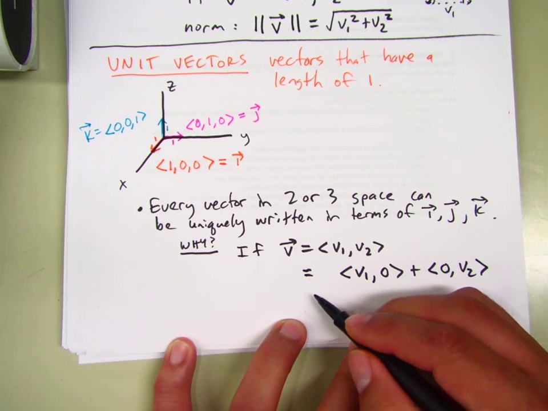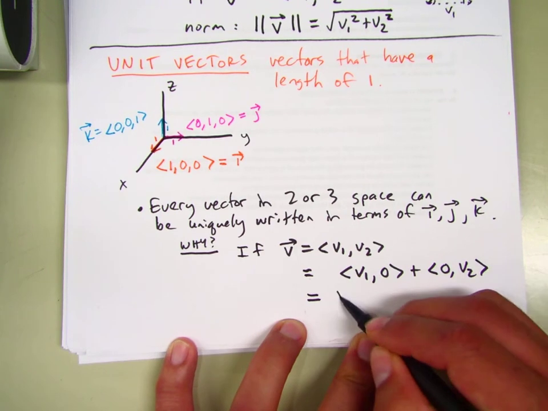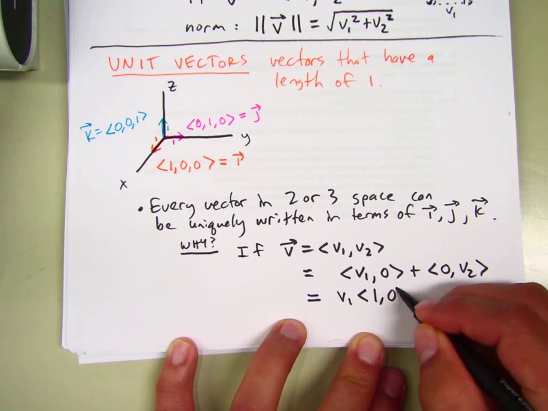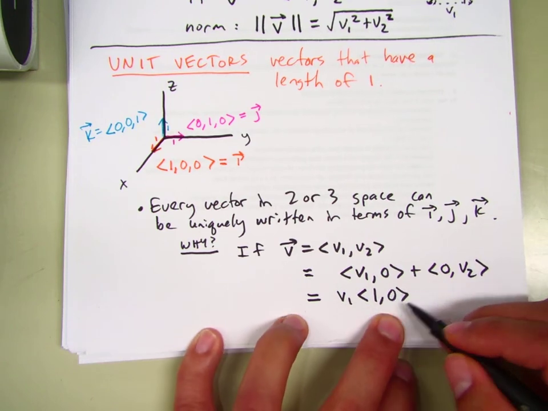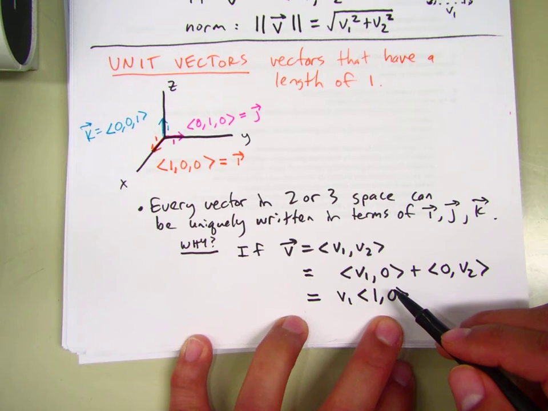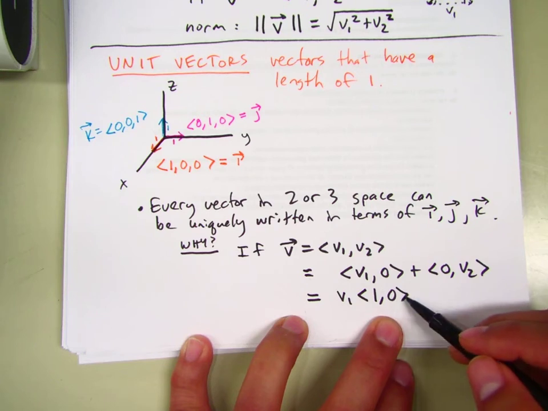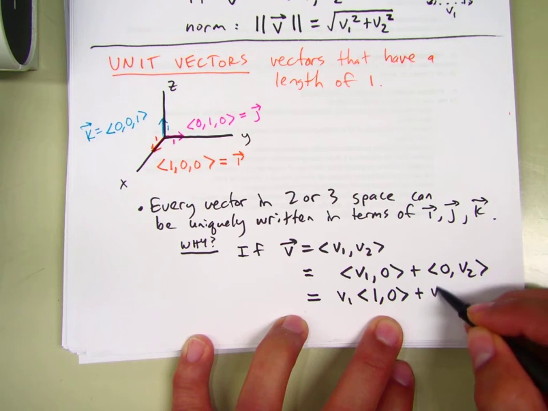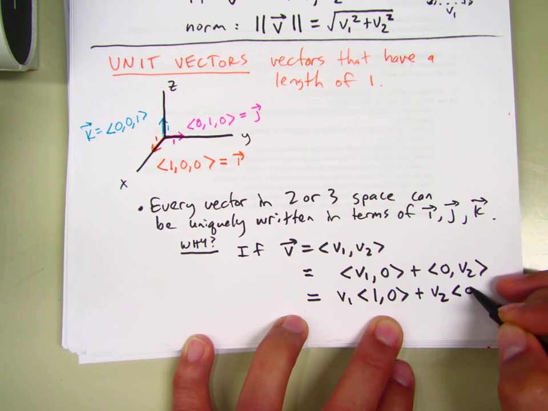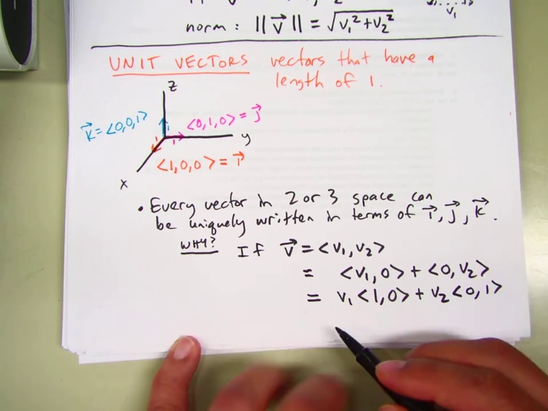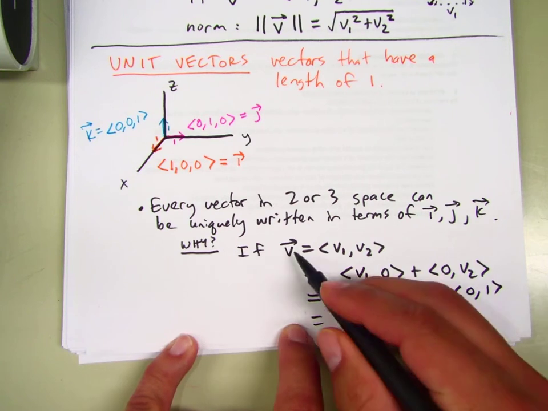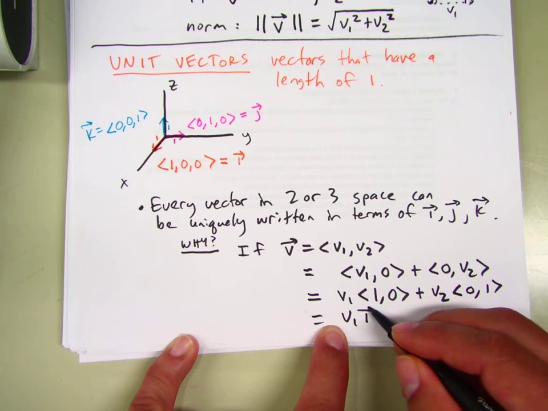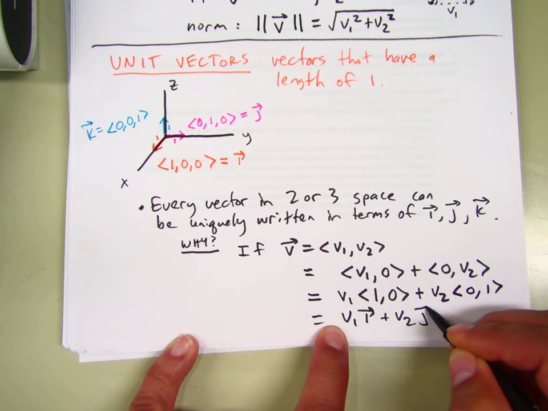Okay, and now if you factor out v1 from this first vector, that leaves you with 1 comma 0 as the vector left over. Well, 1 comma 0 is just the unit vector i. We don't have the extra 0 there because we're only in 2 dimensions, but this is the same as i. And if I factor out the v2 from the second one, we get 0 comma 1, and that's the same as the unit vector j. So any vector v that has components v1 and v2 can be written as v1i plus v2j.